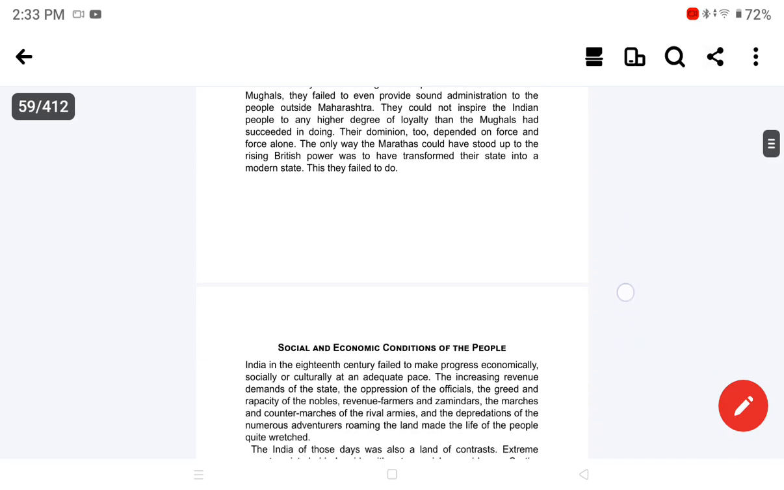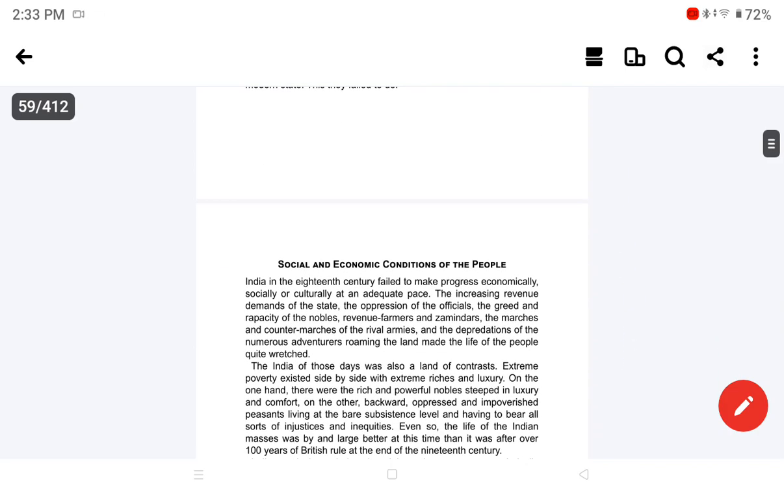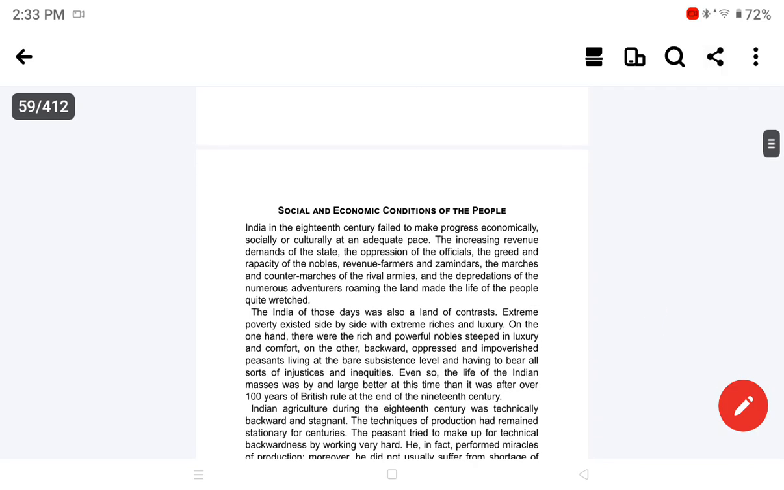Social and economic conditions of the people. This part is mainly on the social and economic conditions and the education, the social status of the people in the 18th century. So let's start the social and economic conditions of the people in the 18th century.